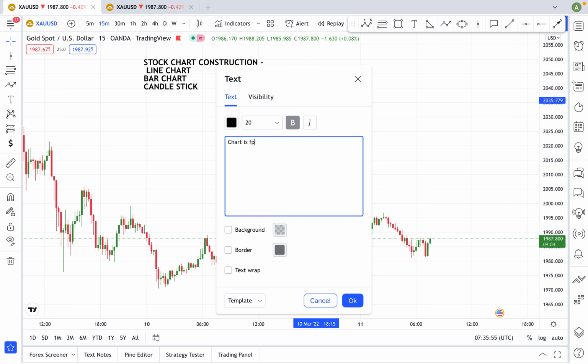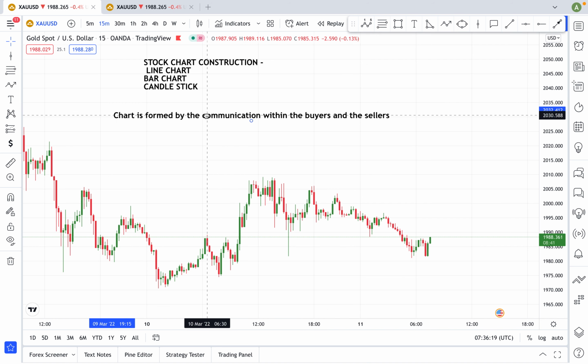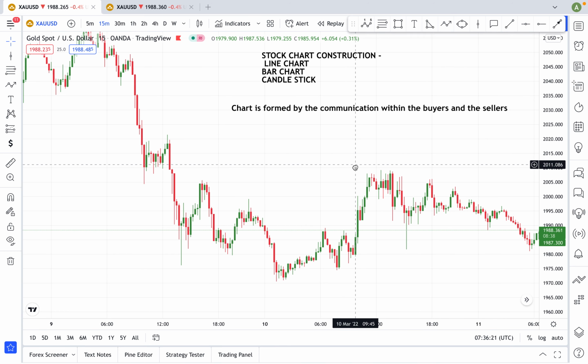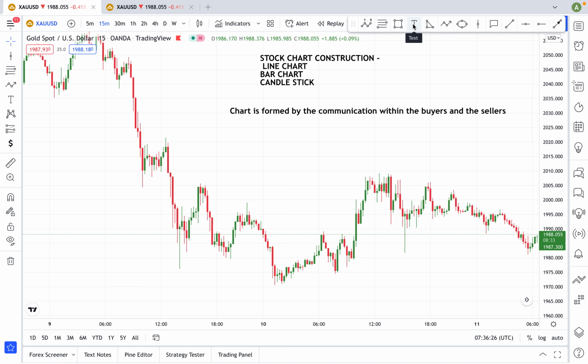Chart is formed by the communication within the buyers and the sellers, right? No matter the type of chart that you're seeing, it is all within the buyers and the sellers, because we are buying and we are selling in the market. So it's either someone is buying or someone is selling.